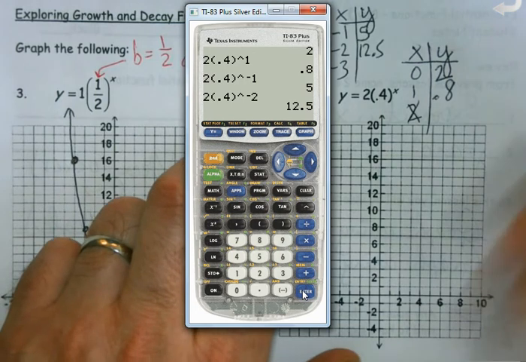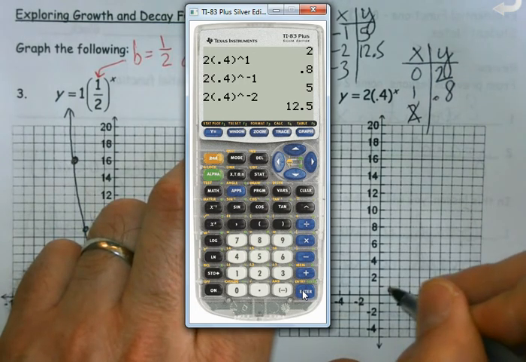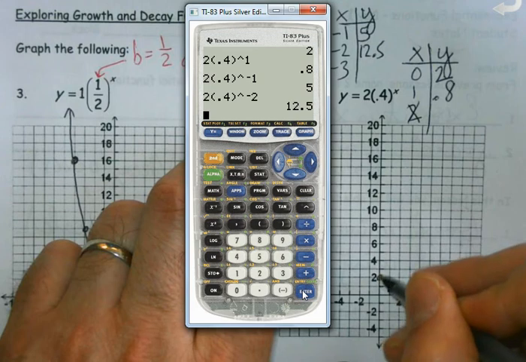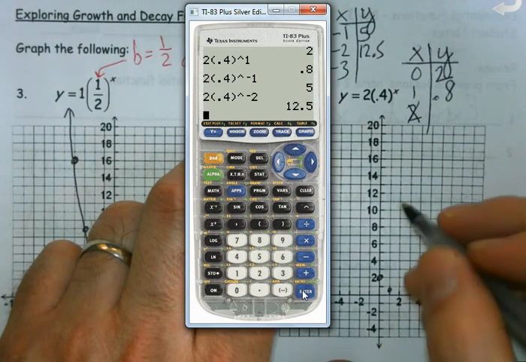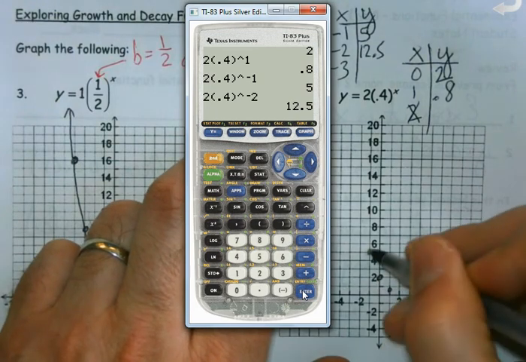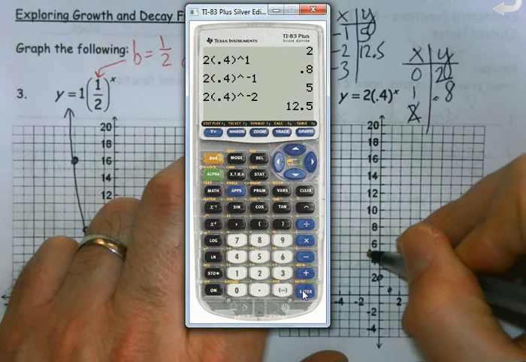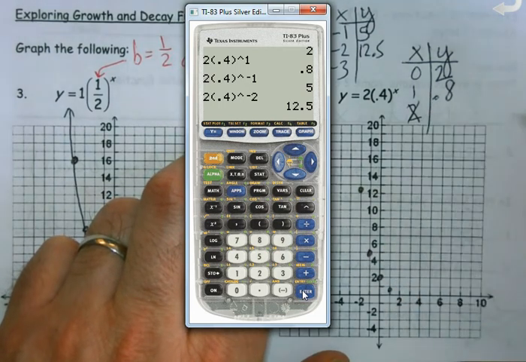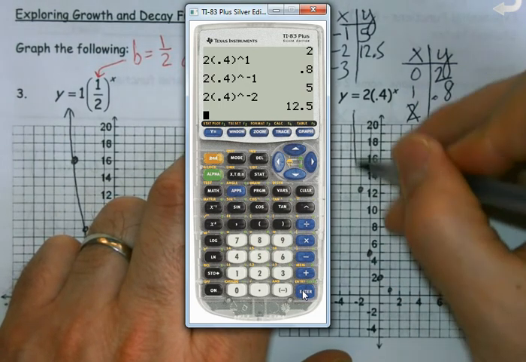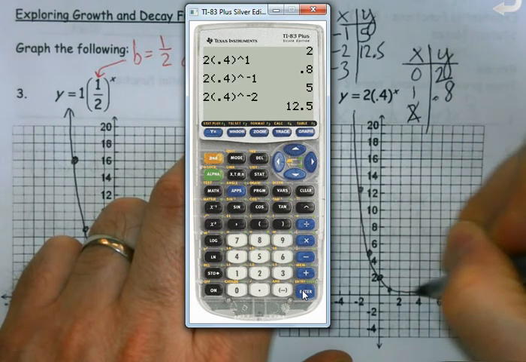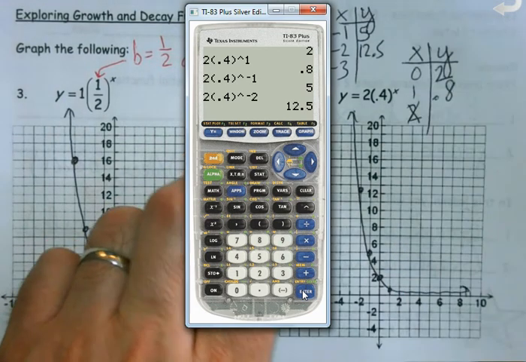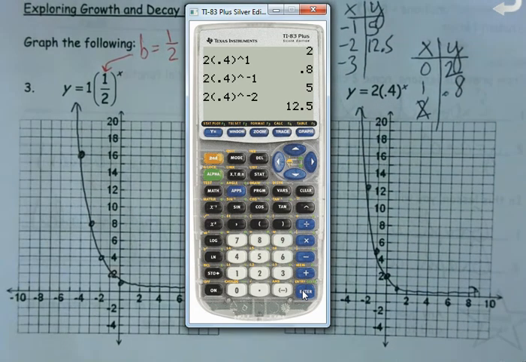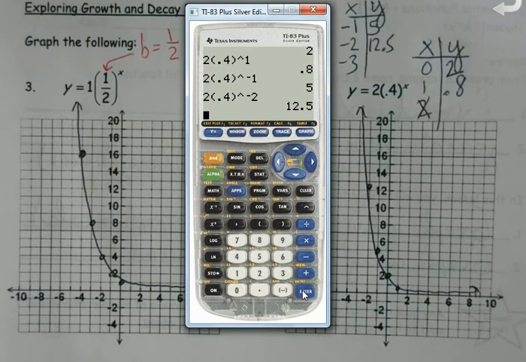So let's see what we got here. At 1, we were a little below 1. At 0, I was at 2. At -1, I was up to 5. And at -2, I was all the way up to 12.5. And again, I get my decay. Okay. A little bit sharper.